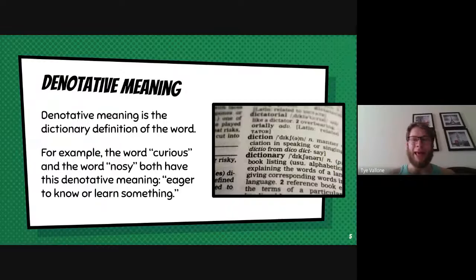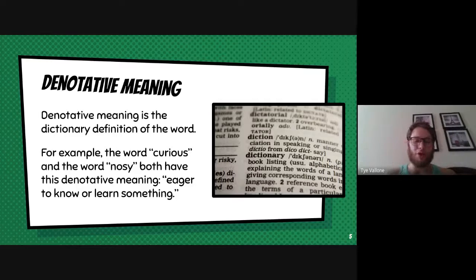Our denotative meaning is the written down dictionary definition of the word. For example, the word curious and the word nosy both have the denotative meaning eager to know or learn something. A quick tip or trick to remember what a denotative meaning is: it sounds like denote in part of the word. Denotative, denote, and when you denote something, you write it down.